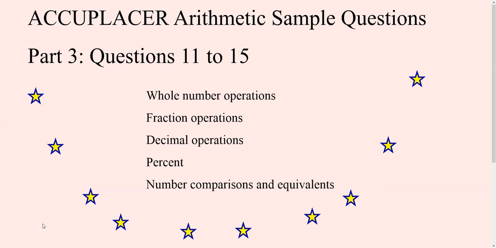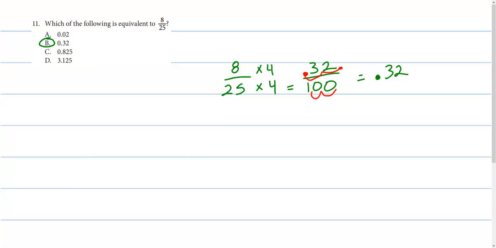Hello, in this video we'll be going over questions 11 through 15 in our preparation for the arithmetic Accuplacer test. So let's get started. Number 11, which of the following is equivalent to 8 over 25?